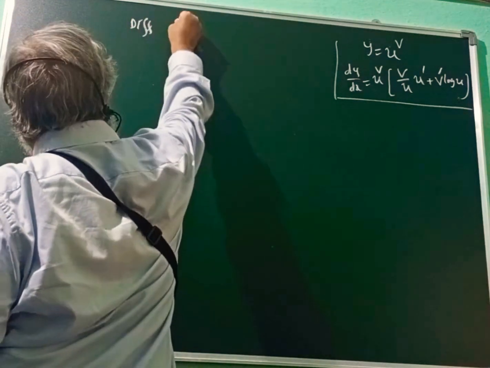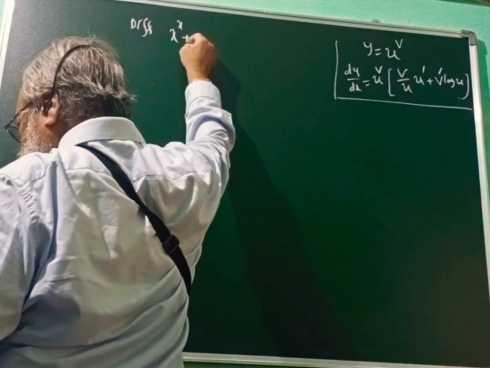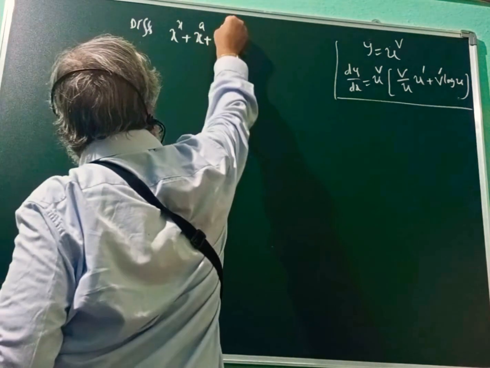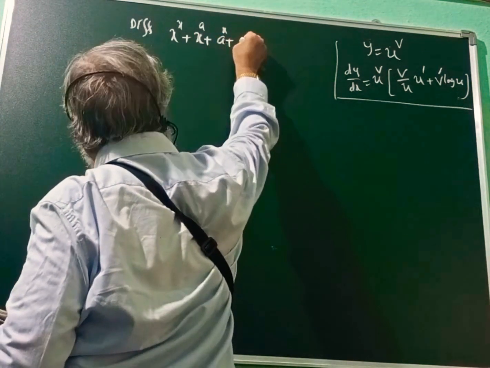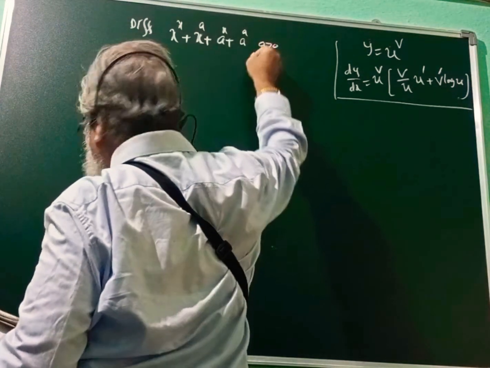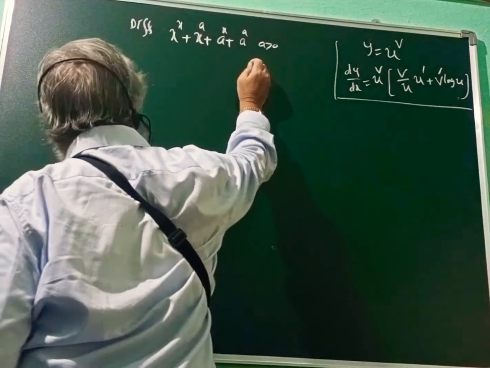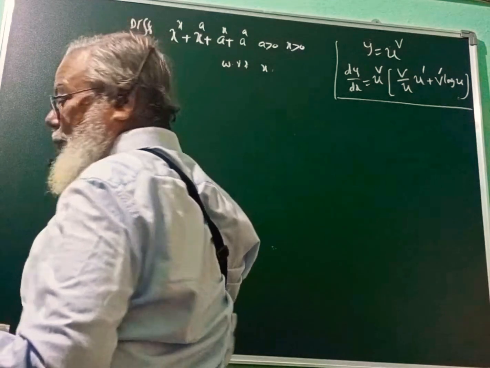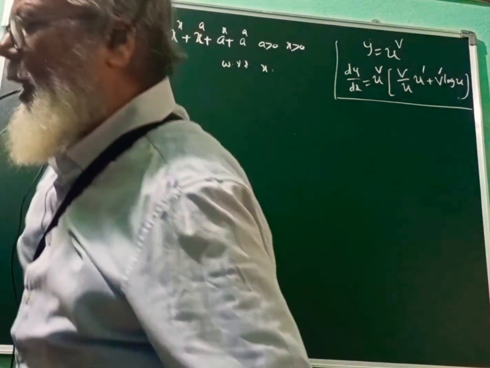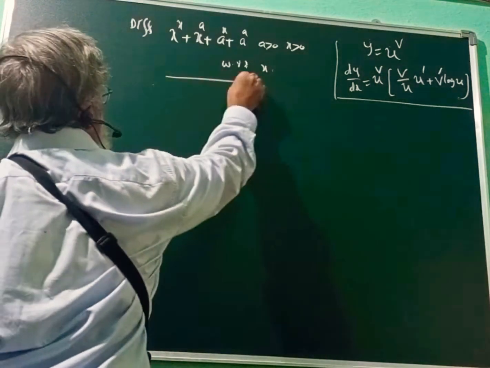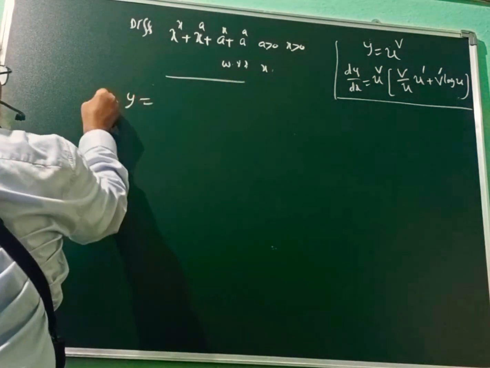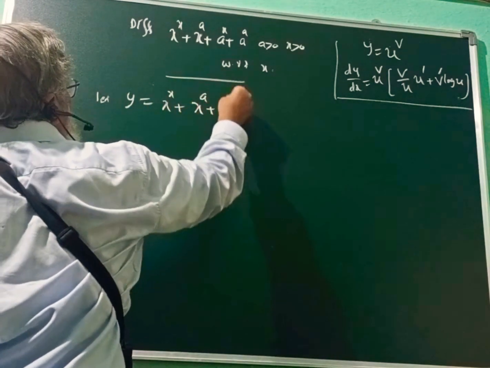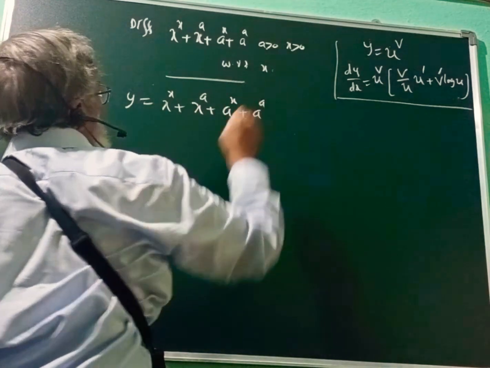Differentiate x raised to x plus x raised to a plus a raised to x plus a raised to a, where a is positive and x is greater than 0, with respect to x. So now here look carefully, try to understand. Suppose y is equal to x raised to x plus x raised to a plus a raised to x plus a raised to a.